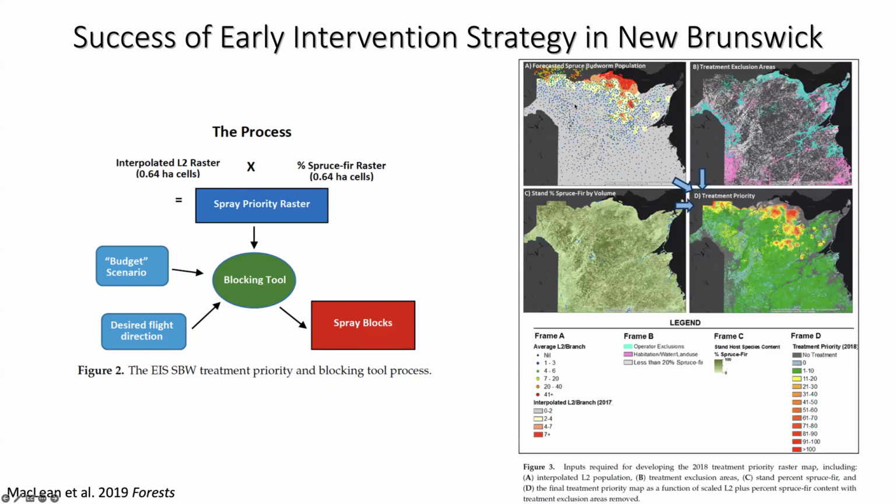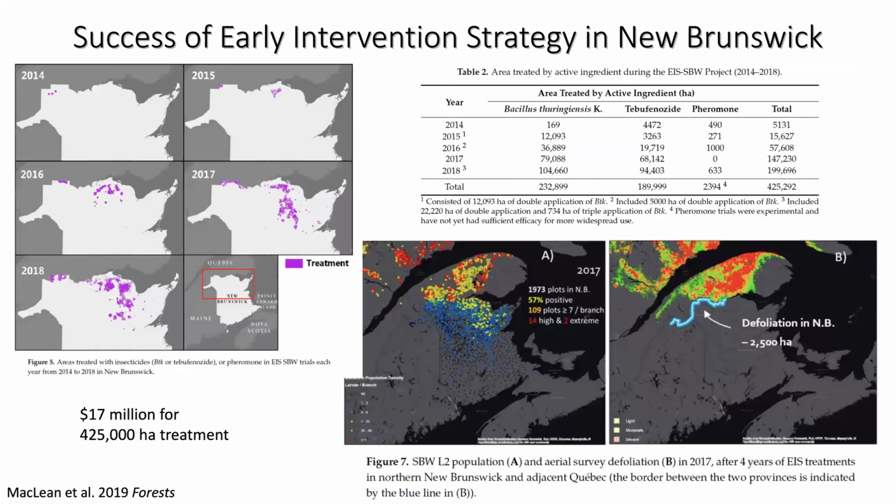If you look at how this plays out spatially, on the top left we have forecasted spruce budworm population based on L2 surveys, the red being higher numbers. We have treatment exclusion areas, which could be roads, water bodies, urban areas. And then you have your forest stand percent spruce fir by volume. You put these three things together and that comes up with a treatment priority area. This is your reddish areas where you might prioritize spraying in order to try and reduce the spread of that outbreak across the landscape. This is an example of the spray program in New Brunswick.